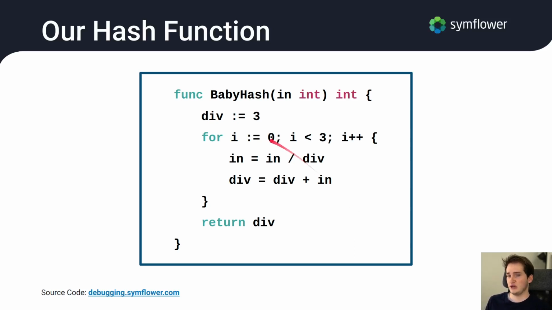So this is baby hash. This is in the Go programming language, but the source code is also there for Java. So what we do is we take an input, an integer, and we want to generate a hash value for it. To do so, we divide the input by a divisor, and then update the divisor with what's left from the input. And we do this 3 times over and over again to generate the hash, and then return what's left of the divisor as hash value.